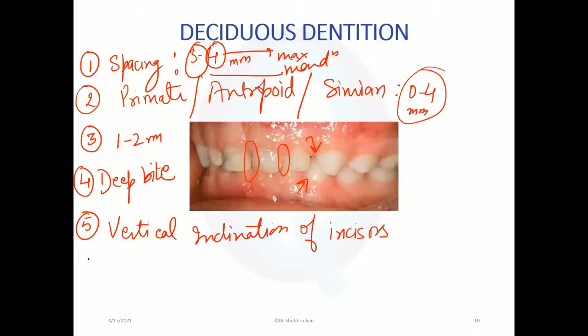Okay. And the last is flat terminal plane. Okay, so the third point is 1 to 2 mm overjet. So there is less overjet. Primate spaces, anthropoids, we'll come next.